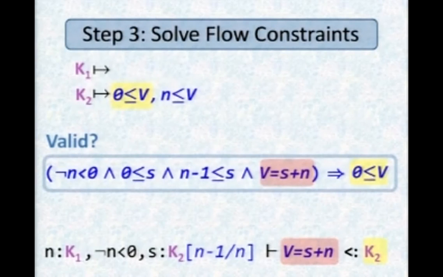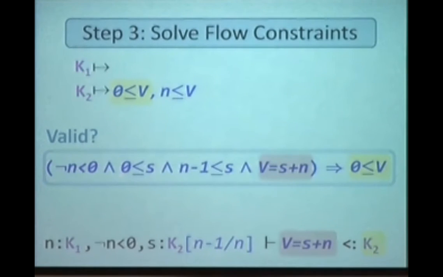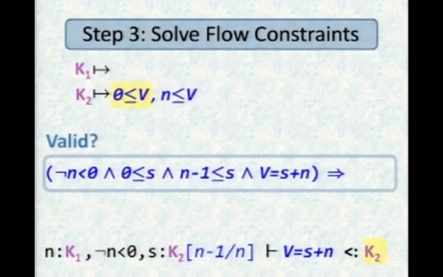Is value greater than 0? Well, let's see. Value is equal to S plus n. S is greater than 0. And what do we know about n? And n is greater than 0 as well, right? From here. And so this implication holds. So we hang on to that one.